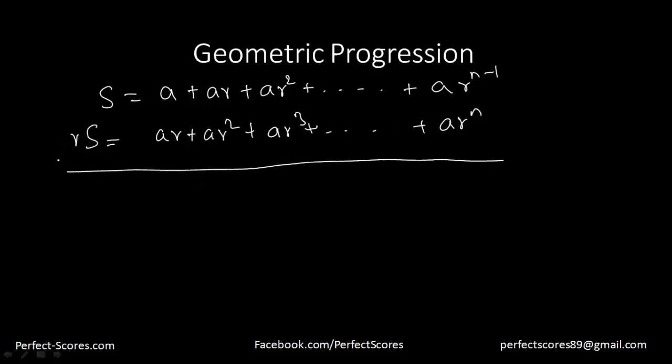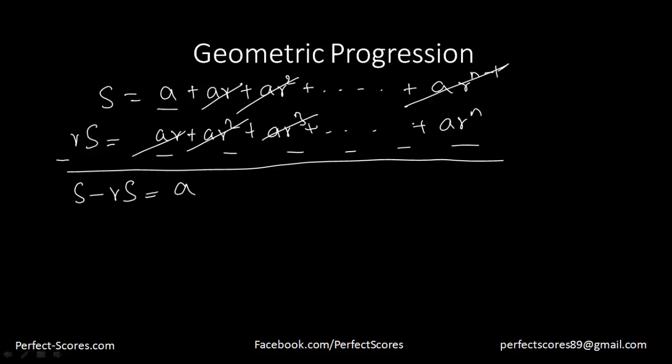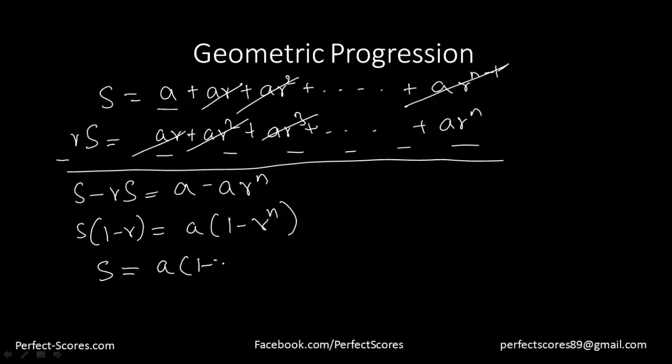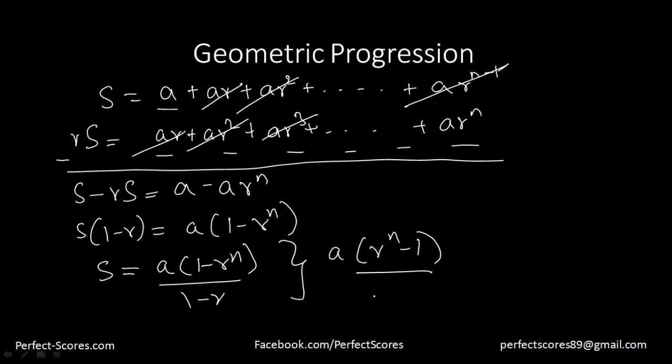Now if I subtract this from this, as you can clearly see, this and this will get eliminated, this and this will get eliminated, and so on, and I'll have S minus r times S equal to a minus a into r to the power n. If I take S common from here, 1 minus r, and a common from here, 1 minus r to the power n, the sum of the terms is going to be a into 1 minus r to the power n divided by 1 minus r. You can also write it as a into r to the power n minus 1 over r minus 1. So that's another way of writing it.